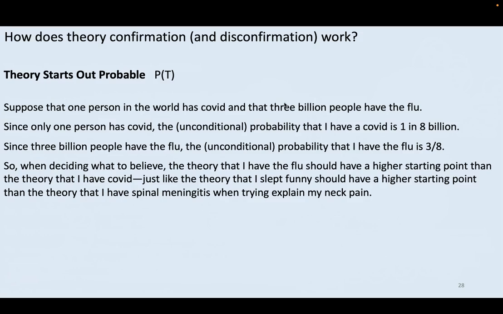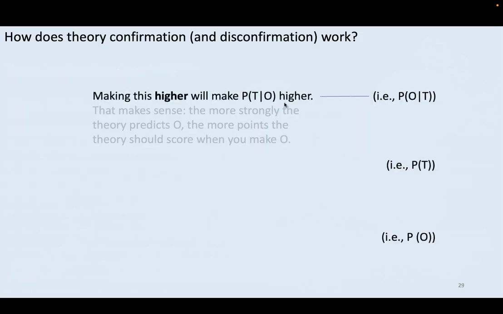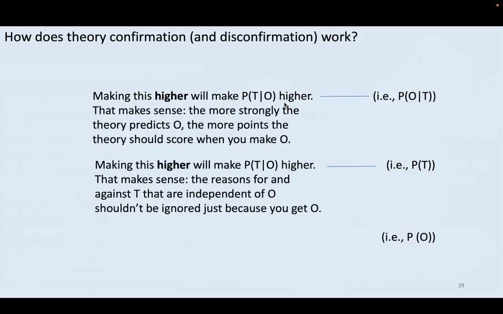It should take a lot of evidence to get me to believe that I have COVID, right? If I start out and I'm like, only 1 in 8 billion has it, it's really improbable that I have it. So whatever my symptoms, I'm like, I probably don't have it. I should need tons of evidence to get me to believe I have it. Whereas with the flu, if 3 out of 8 people have it, it shouldn't take all that much evidence because it's already pretty likely that I have it even before any evidence. So give me some evidence, it should get me over the hump, and I should start thinking there's a good chance I have the flu. Okay, so that's the prior probability of the theory.